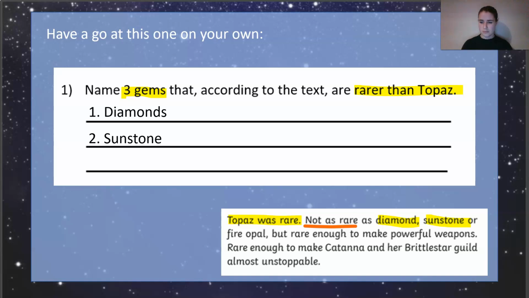So we've got sunstone. Now I'm going to go back and look at my question. My question said I need 3. So I need to keep reading. So it's not as rare as diamond, sunstone, or fire opal. Okay, so fire opal is going to be my 3rd gem. So I'm going to check the question. It says they've got to be rarer than topaz. Well, it says they're not. Topaz is not as rare. And then I know I've got diamonds, sunstone, and fire opal. Okay, so well done if you got those questions correct.